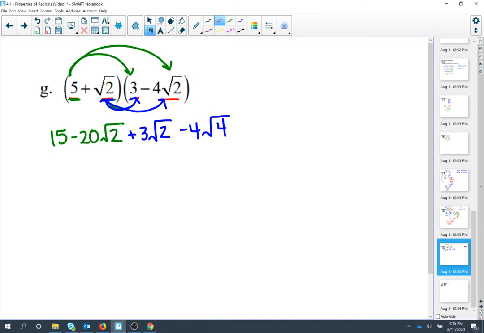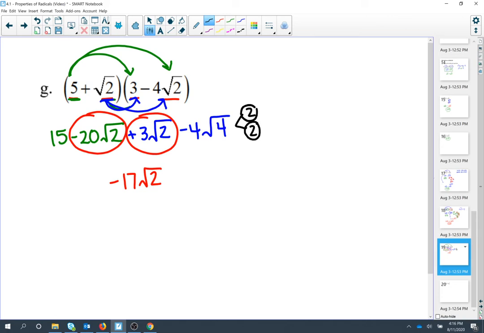So the first thing I'm looking at is, oh, look at this. These guys are already like terms. So negative 20 root 2's plus 3 root 2's is negative 17 root 2's. The next thing I'm going to look at is the square root of 4. Isn't the square root of 4 2? You don't really have to do the tree here. It's just the square root of 4 is 2. So if this is 2, negative 4 times 2 is negative 8. So this whole thing just turned into negative 8.